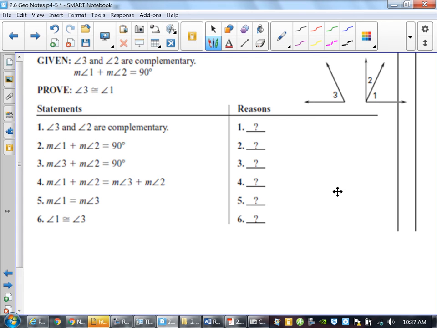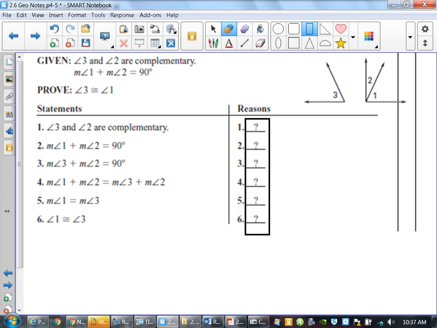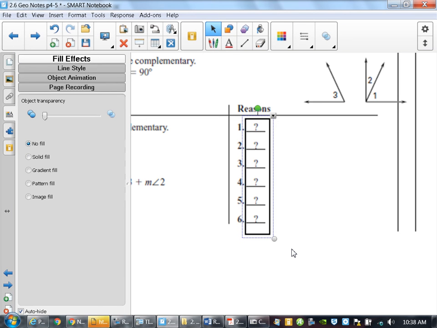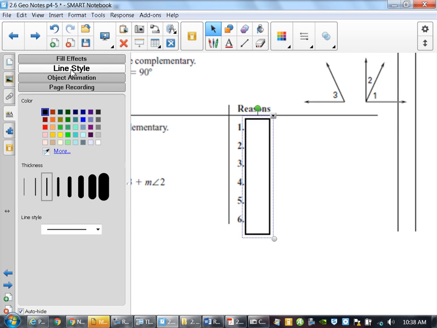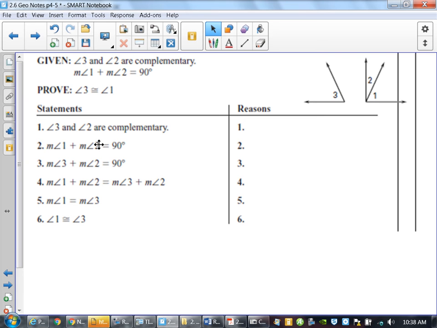Same deal. When we start one like this, we're going to be able to utilize a progression, because on our progression sheet, we have something about complementary angles. What do we have on our progression sheet about complementary angles? What equals 90 degrees?